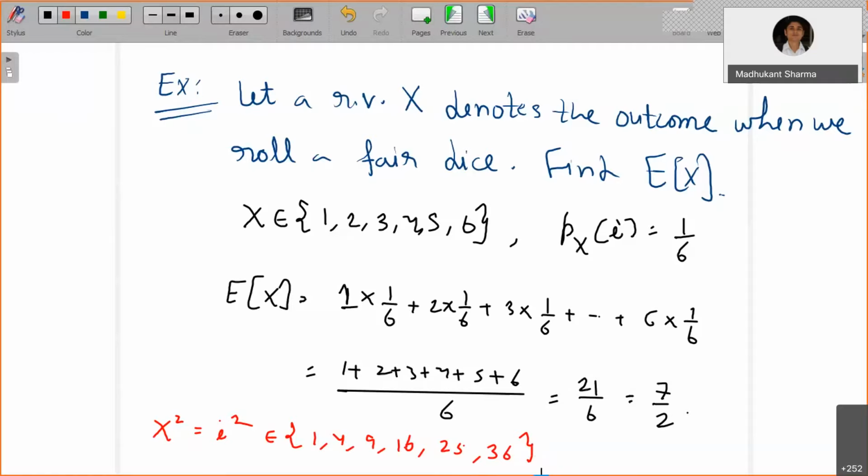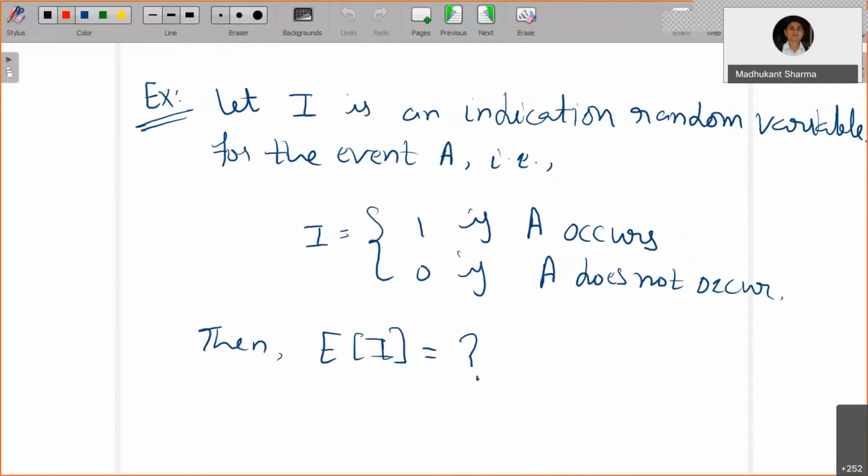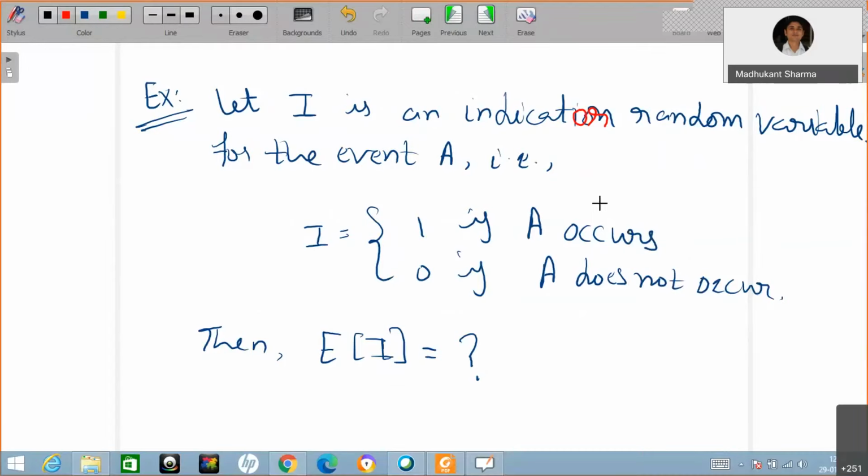Similarly, now here is another example. Let's take it as well. Suppose you perform some random experiment, and you define an event A. Then you define an indicator, which tells you that if A occurs, it will show you 1. If A does not occur, it will give you value 0. So what will be the expected value for this indicator random variable?